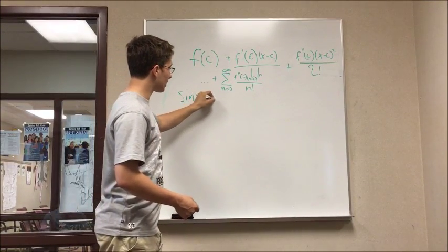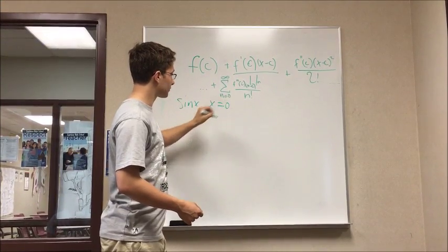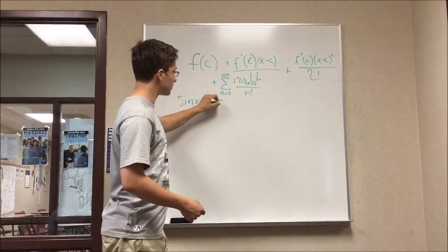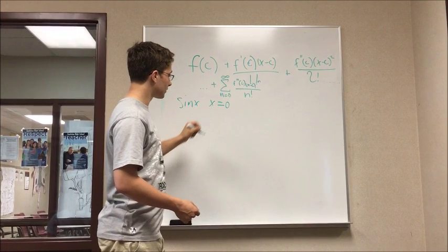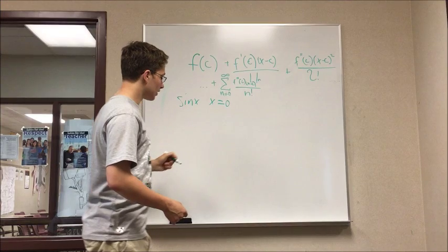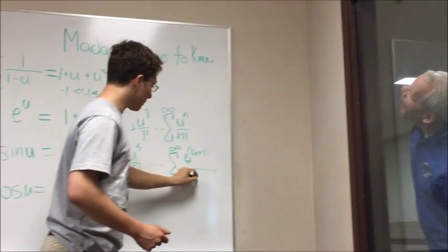Centered at x equals 0. All over 2n plus 1.